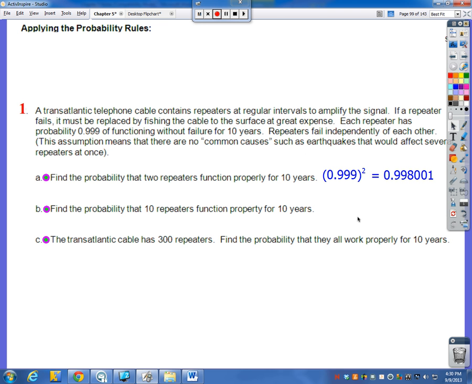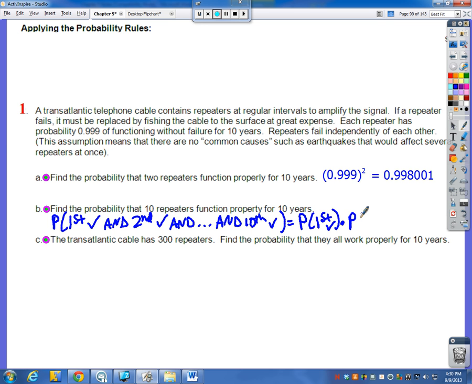Part B: find the probability that 10 repeaters function properly for 10 years. So we have the probability that the first works and a second repeater works and so on, and the 10th works. So there's really 10 things going on in here. And we can just set that equal to the first works times the second works times, all the way up to the 10th works. So if you think about it, we're really taking 0.999 and multiplying it by itself 10 times. So we could just say that that's 0.999 to the 10th power. And that is equal to somewhere around 0.99004. So we're still at a 99% chance here that 10 repeaters will still work after 10 years.